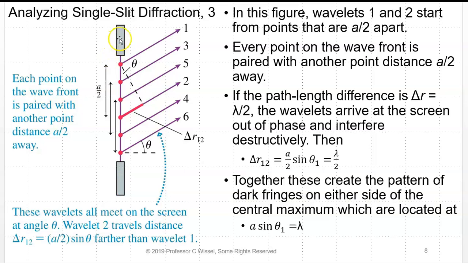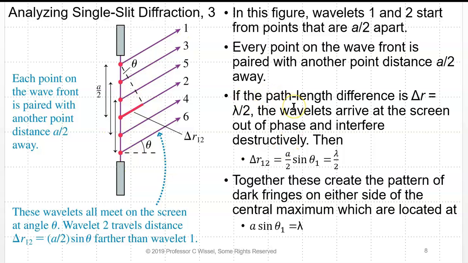Okay, so here's what happens when the light is coming out at an angle. In this picture, these are pairs of wavelets. Wavelets 1 and 2 are a pair, and those wavelets start from points that are a/2 apart. Every point on the wavefront is paired with another point at distance a/2 away. So 3 is paired with 4, and 5 is paired with 6.